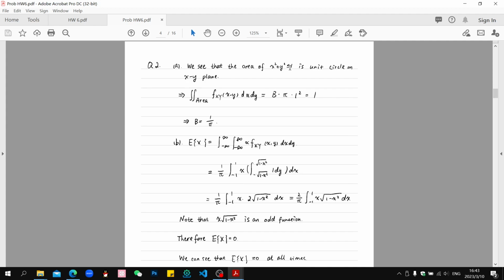We see that the area of x squared plus y squared less than or equal to 1 is the unit circle on the xy plane. That is the area times the density function, or in other words, the integral of the density function within the area is 1. That is, b is 1 over pi.